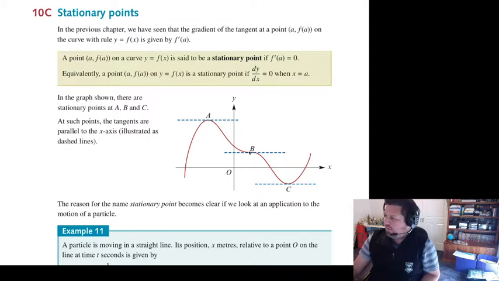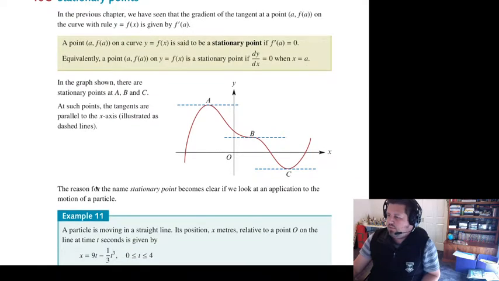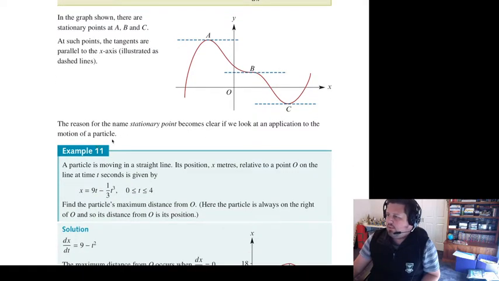Likewise here you can have a stationary point of inflection. Again in the middle, 0 slope. So gradient is 0. Likewise at the minimum at this particular point, the local minimum, the derivative is 0 as well. So there's no slope. That's cool visually. It says here the reason we name it a stationary point becomes clear if we look at an application to the motion of a particle.